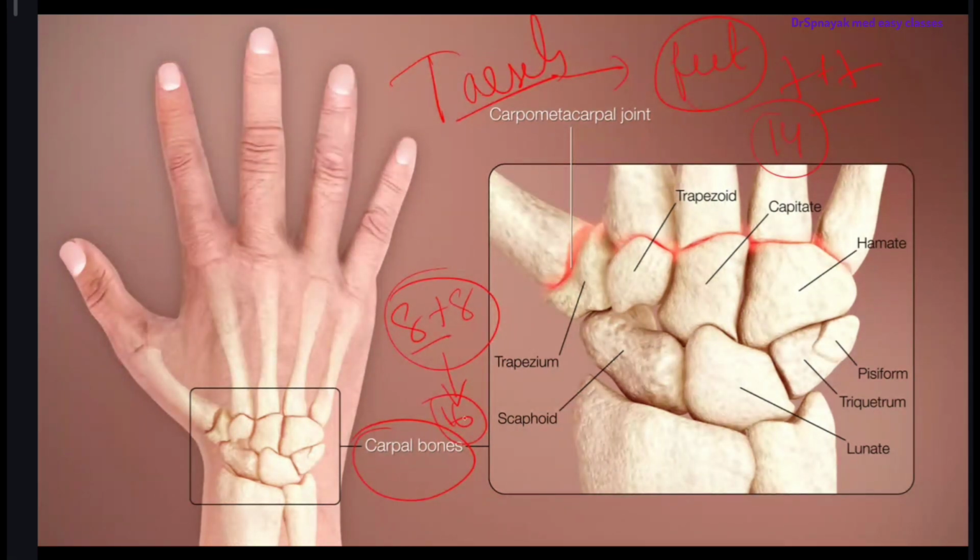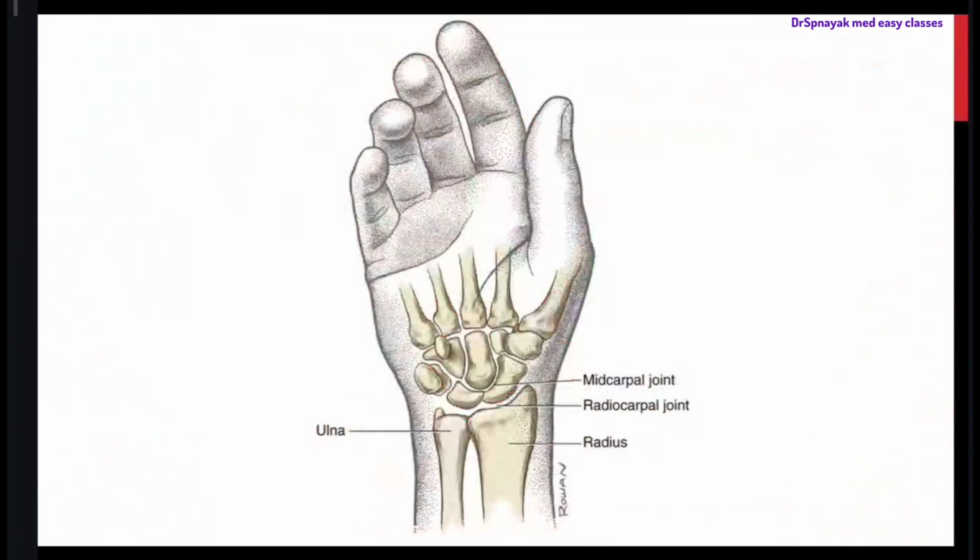Total 8 plus 8, that is 16. We have 8 carpals in each hand, and you can remember the names of these 8: scaphoid, lunate, triquetrum, pisiform, hamate, capitate, trapezoid, and trapezium. All these are different bones of the carpals.